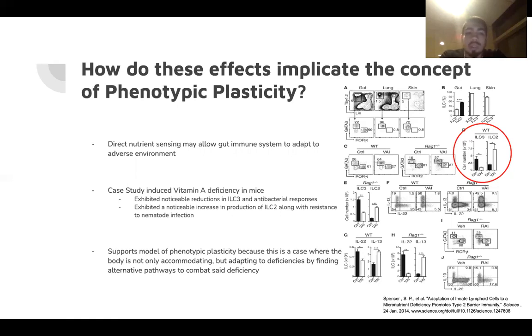But then what they also found was a noticeable increase in the production of ILC2, along with resistance to nematode infections. So again, right here, this is what we're focusing on, in addition to all these other graphs that communicate that same information. But again, it supports the model of phenotypic plasticity because this is a case where the body is not only accommodating, but adapting and producing a strong defense to the deficiency, in this case vitamin A deficiency, by finding alternative pathways to combat that deficiency. So like I said, the ILC3s and antibacterial responses were shut down, and the body found another way. And that was through increasing production of ILC2 along with resistance to nematode infection.